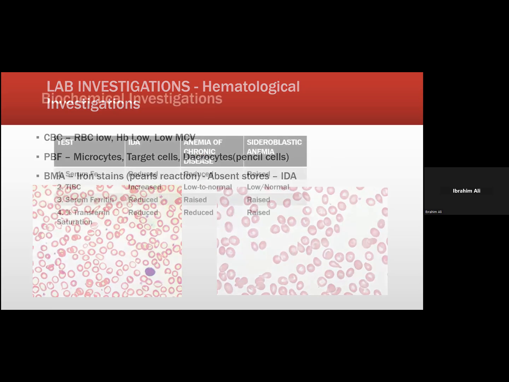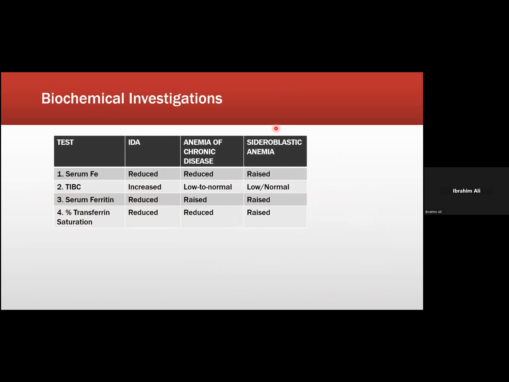For the biochemical investigation, we'll check three things. Number one, we'll see the serum iron. Number two, the total iron binding capacity, the serum ferritin level, and the percentage saturation of transferrin. So these, they will like to ask about iron deficiency anemia and anemia of chronic disease. They would like to play with your mind in MCQs. Which one is raised? Which one is low? Or they give you a scenario: this is raised, this is low, and what condition is this? So make sure you are keen here.